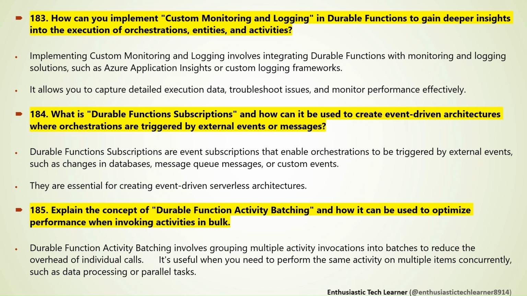Explain the concept of durable function activity batching and how it can be used to optimize performance when invoking activities in bulk. Durable function activity batching involves grouping multiple activity invocations into batches to reduce the overhead of individual calls. It's useful when you need to perform the same activity on multiple items concurrently, such as data processing or parallel tasks.